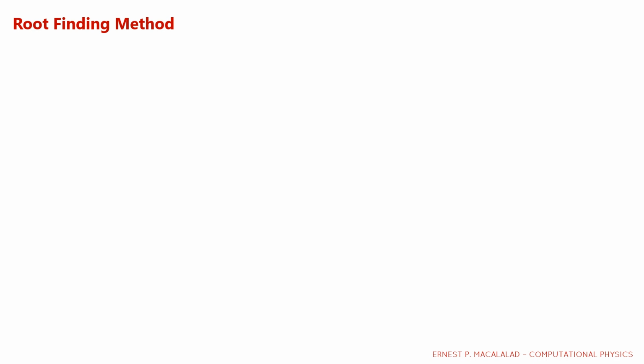Today we're going to talk about root finding methods for computational physics and computational mathematics. So for example, let's consider this function. Our function is a function of x, and that is equal to 2x squared minus 4x minus 3.